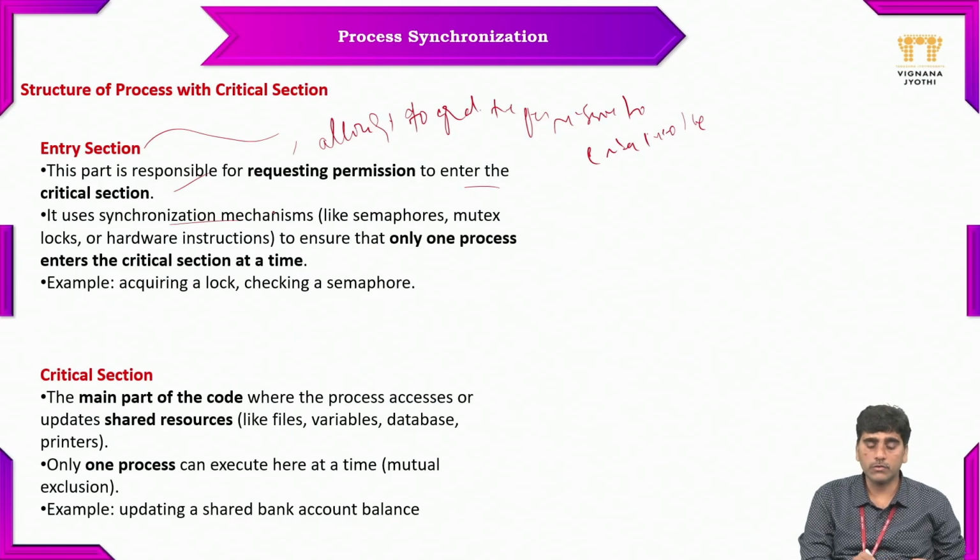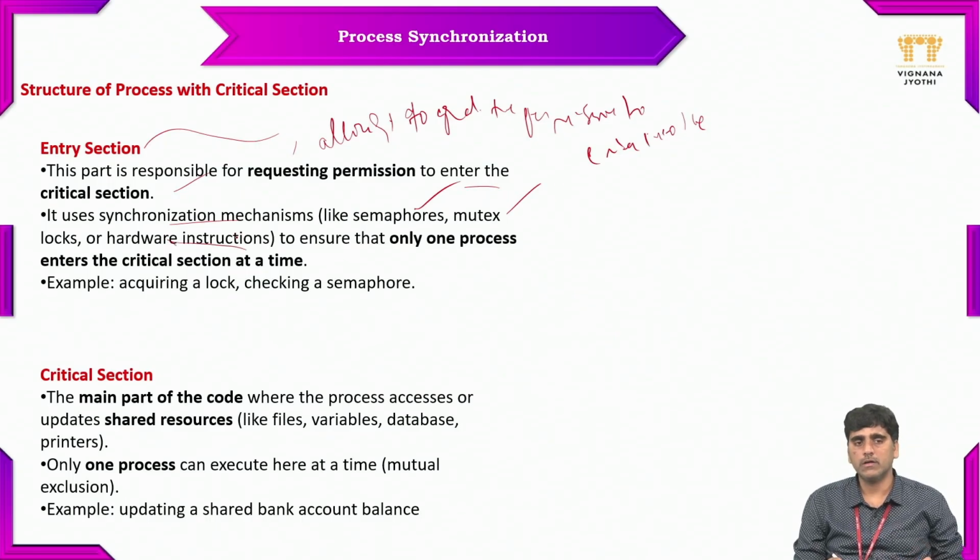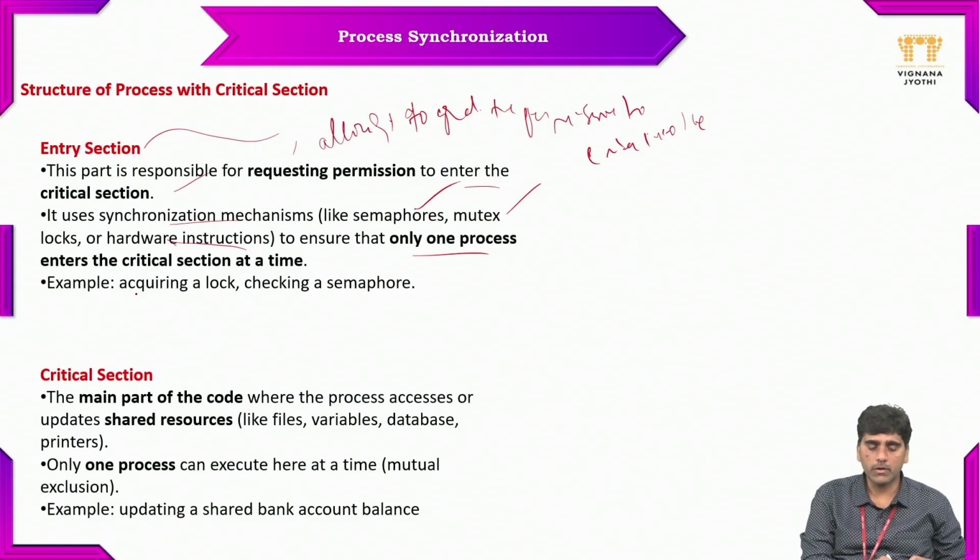And it uses synchronization mechanisms like semaphores, mutex locks, or hardware instructions. It uses all these synchronization mechanisms to ensure that only one process enters into the critical section at a time. So it checks each and every time that only one process is in the critical section. For example, acquiring a lock, checking with the semaphore.